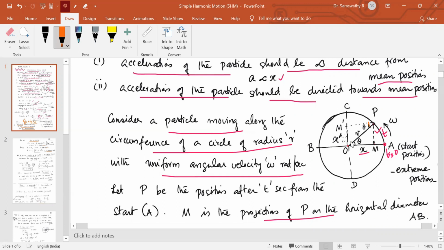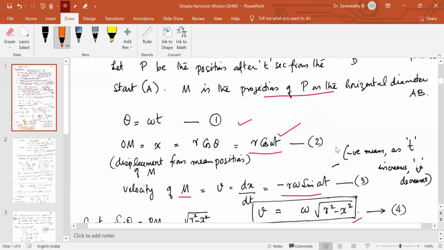When the time reference is from this particular point, then theta, the displacement along the y direction or along the vertical axis, x dash, O M dash, is the projection of P on this. So this theta is equal to omega t. When time is equal to 0, it is t. So the motion, this angle is theta. So this x dash is equal to r sine theta. We have to make use of the expression x dash is equal to r sine theta.